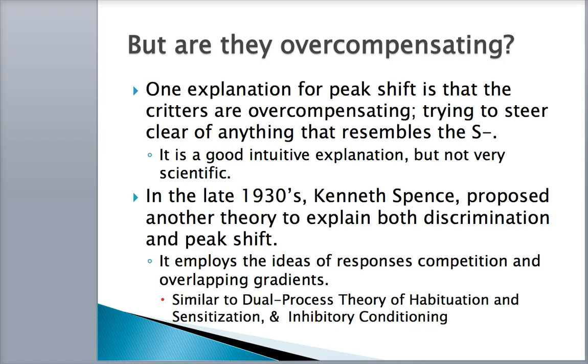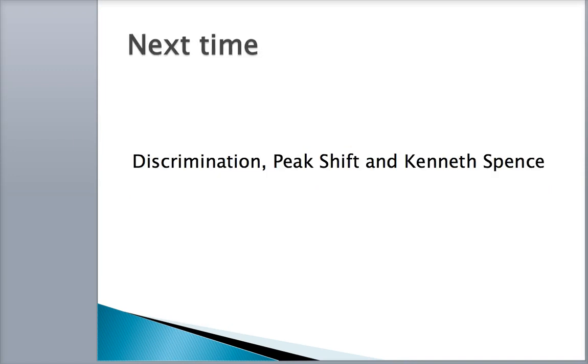So in the late 1930s, Kenneth Spence proposed another theory to explain discrimination and peak shift. And he used the ideas of response competition and overlapping gradients that should be recognizable to you because they're similar to the ideas that underlie the dual process theory of habituation and inhibitory conditioning. So I'm going to stop there. Next time we're going to talk about discrimination, peak shift, and Kenneth Spence in particular.